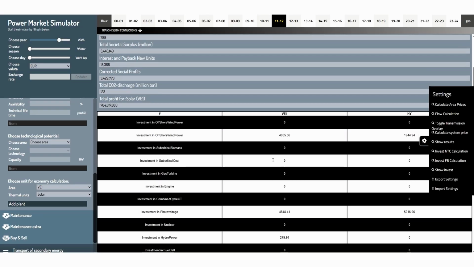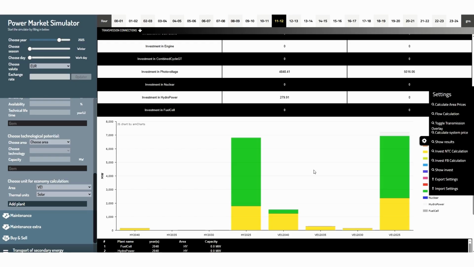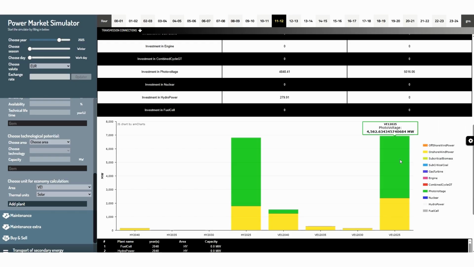If you look here, you can see the capacity that has been invested in V1 and in HY. And down here you can see a figure showing the same things here. You can see that in V1 there will be invested in 2.3 thousand megawatt of onshore wind and 4.5 thousand megawatt of photovoltaic.